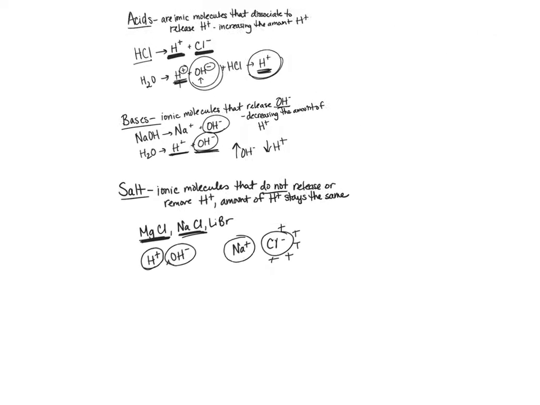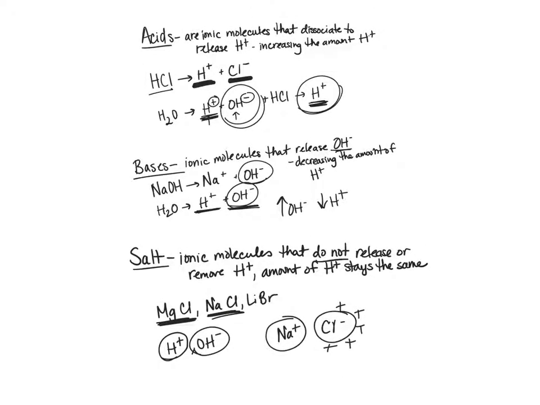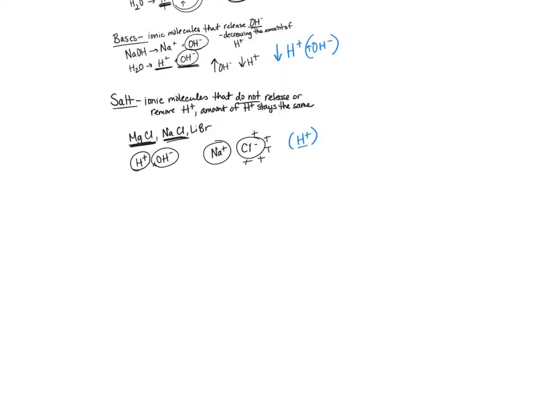And so we have these three different types of solutions. And this is going to be important because we're going to be moving into pH, and this is important to understand how this is related to pH. So our acids are going to be increasing hydrogen ions. Our bases are going to be essentially decreasing the concentration of hydrogen ions, as it relates to hydroxide ions. And then our salt is going to stay the same. So we don't have an increase or a decrease of hydrogen ions. So let's take a look at pH then, because pH is what is going to draw all of this information together. So our pH scale.